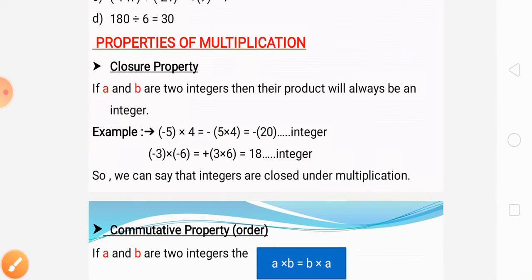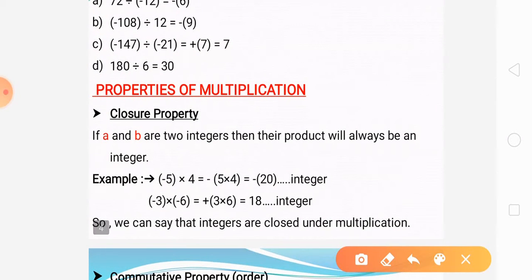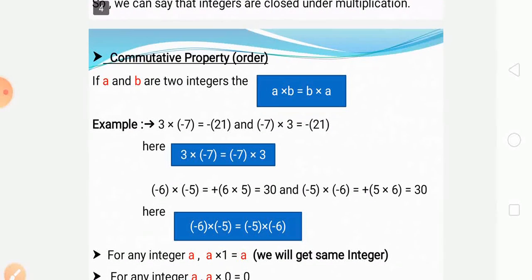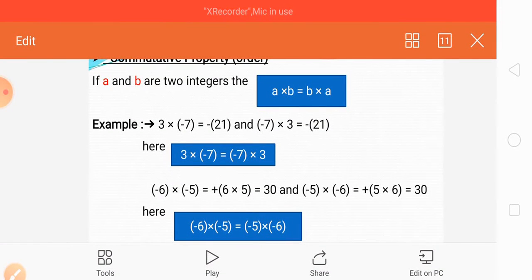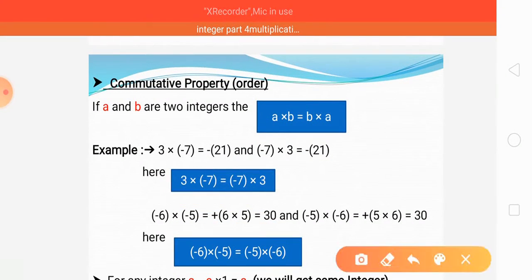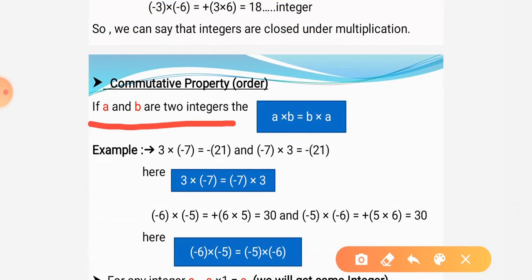Okay, here I have given two examples. You can see these examples. Next is commutative property. Again, you have to remember that commutative means order property. Here, if A and B are two integers, then if we change their order, answer will not change.